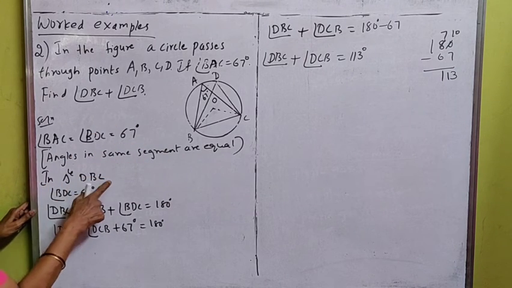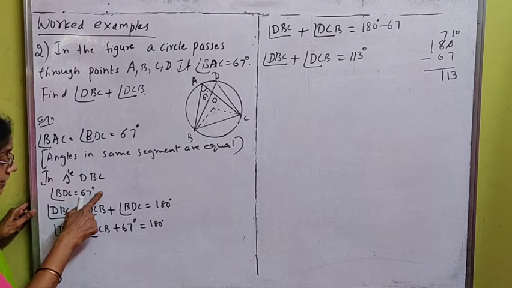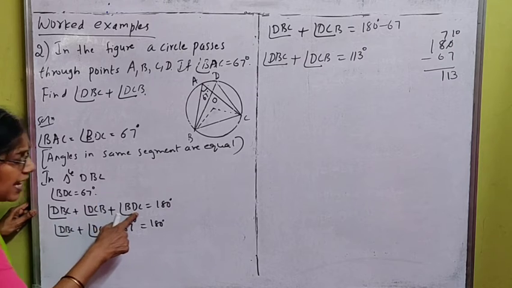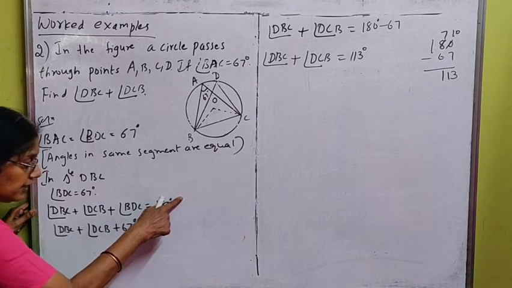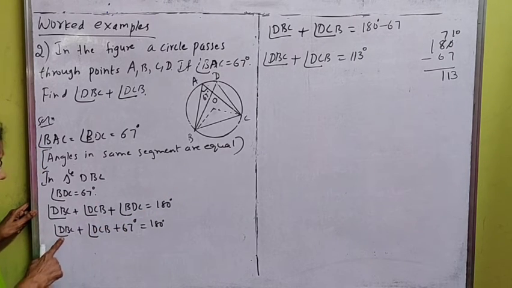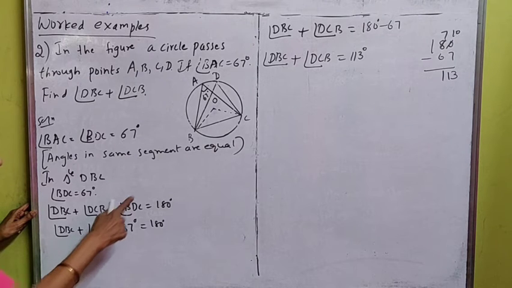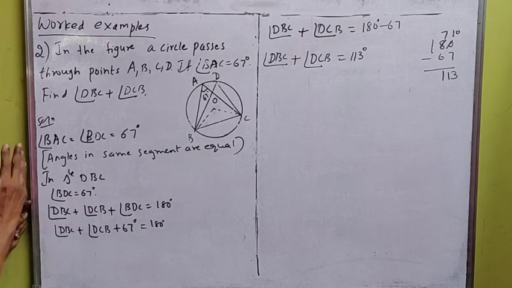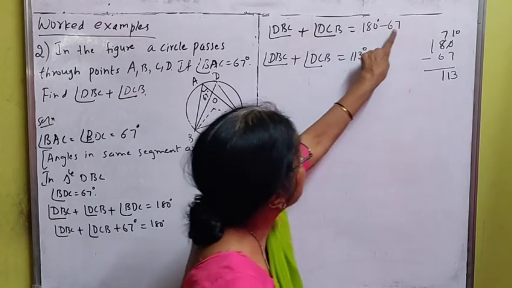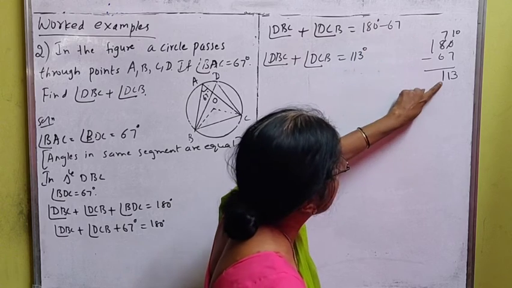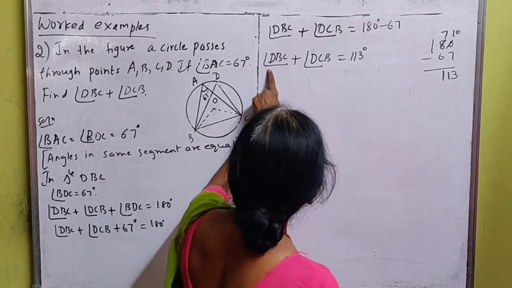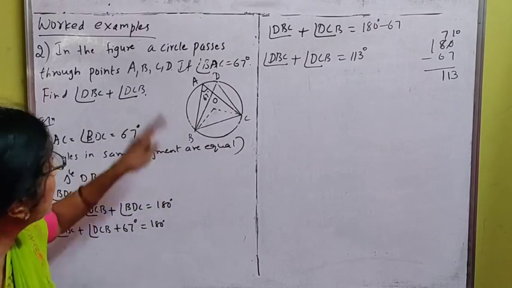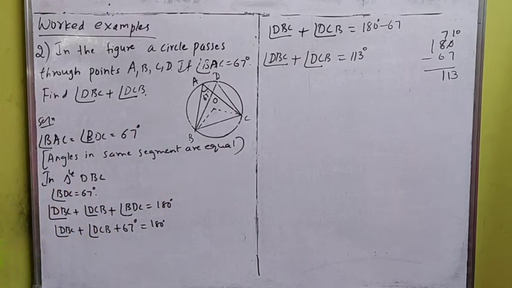So, in triangle DBC, angle BDC is equal to 67 degrees. Angle DBC plus angle DCB plus angle BDC is equal to 180 degrees. So angle DBC plus angle DCB, plus 67 degrees, is equal to 180 degrees. Take 67 to the other side, it becomes minus 67. So 180 minus 67 is 113. So angle DBC plus angle DCB, you got it as 113 degrees. This is how we have to solve problem number 2.